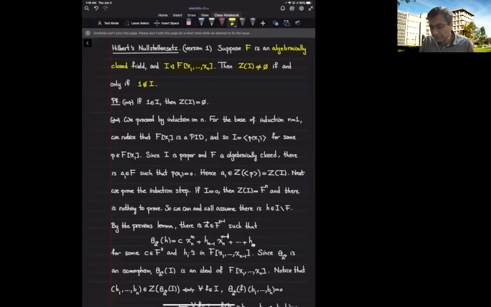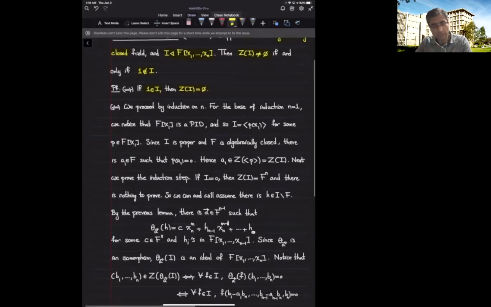Okay, so if 1 is inside I, of course there is no zero. 1 is constant, it's never zero, so there is no common zero. So this direction is easy. Now the whole point is the other way around. And we are going to proceed by induction as we suggested. The base case is again easy.